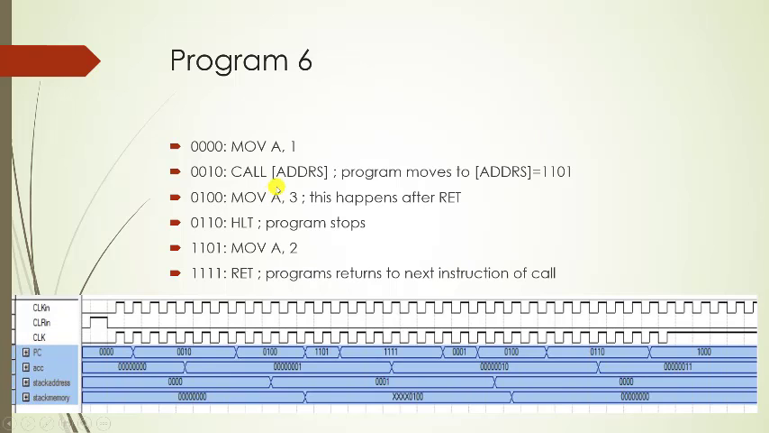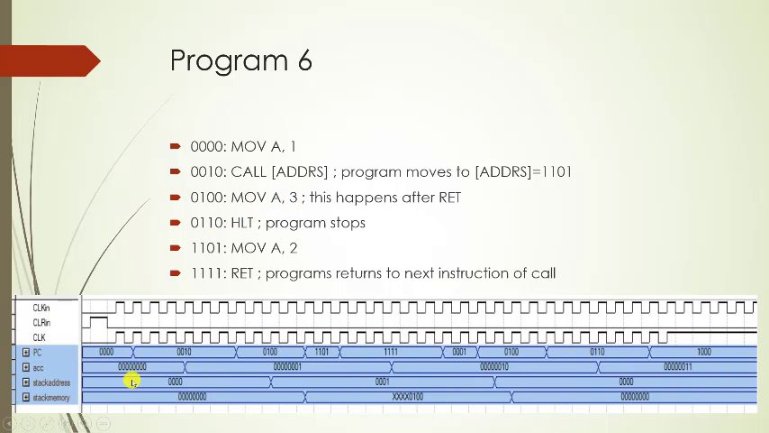In this program, we will see the call and return statements. First, we move 1 into A. Then we call the address 1101. Here, the program counter will move to this value, which is 1101. Then we move A 2. Then the next one is return. Here, the return statement will move the program to the next statement after the call address, which is the third line. Move A 3. Then the program stops.